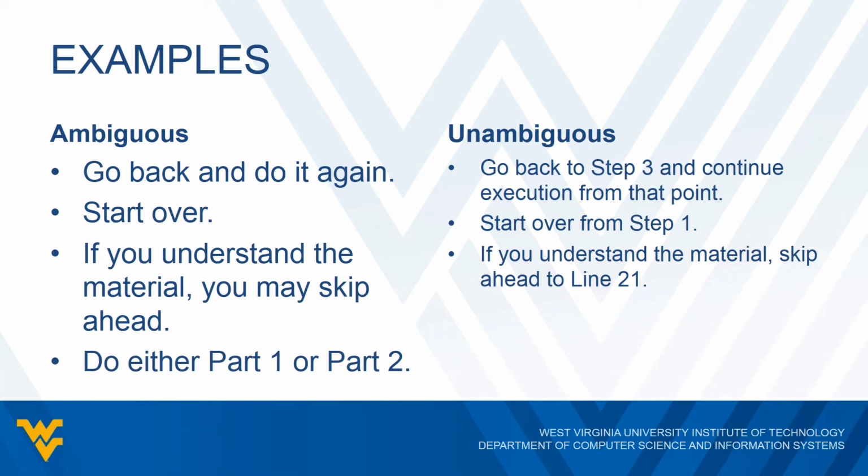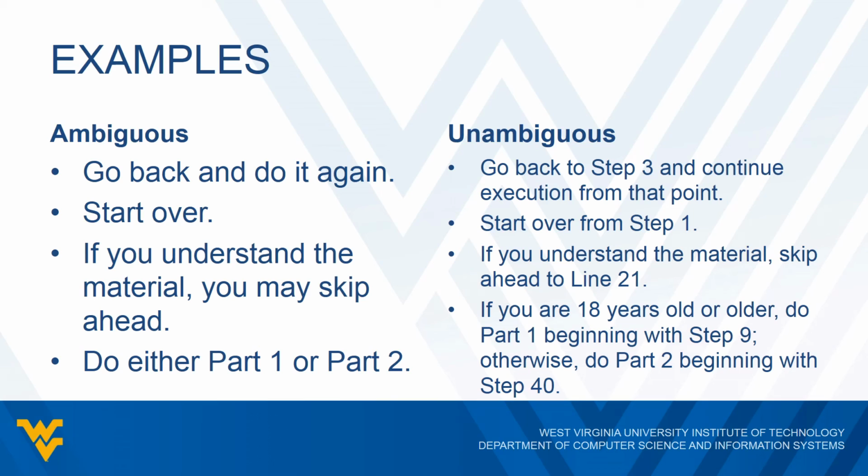Then another example would be: do either part 1 or part 2. When do we decide to do part 1 or part 2? Do I just randomly pick one, saying I feel like doing part 1 today, or I feel like doing part 2 today? When should I do part 1? When should I do part 2? Here's something a little more precise: if you're 18 years old or older, do part 1 beginning with step 9. Otherwise, do part 2 beginning with step 40. Here we have very clear details, a clear indication of when you do part 1, when you do part 2, and exactly where you start in those sets of steps.